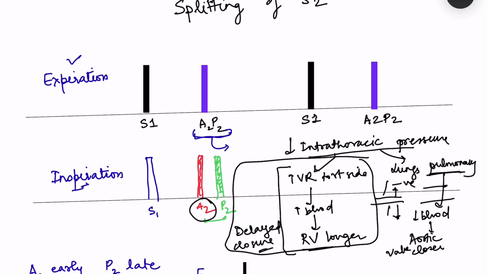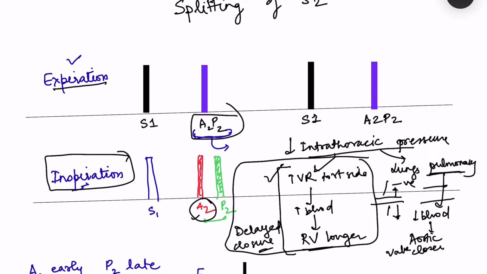Okay, so decreased intrathoracic pressure leads to increased venous return to the right side, causing delayed closure of the pulmonary valve, while on the left side there is decrease in return. This leads to early closure of the aortic valve. So that is why in S2 we say A2 P2 components during inspiration, but during expiration they come together and it is heard as one sound. Fine. So that is physiological splitting of the second heart sound, which is heard during inspiration.